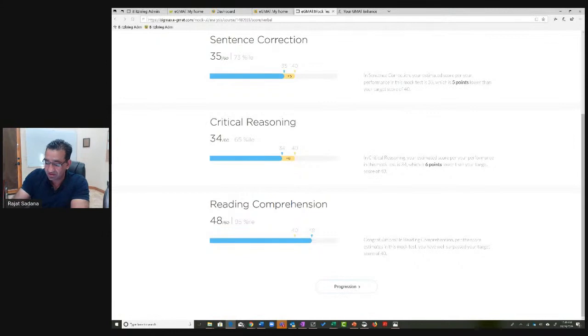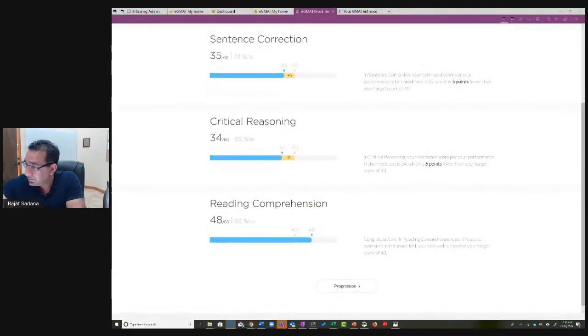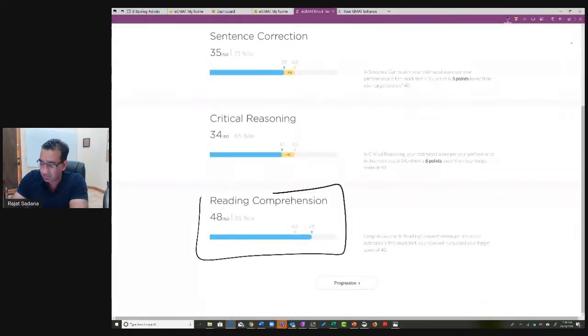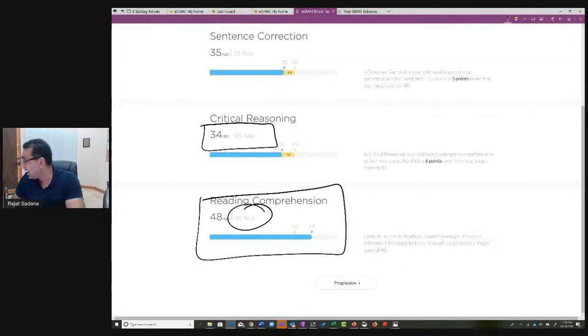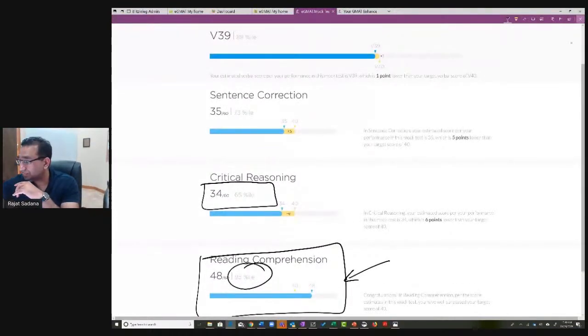Because he focused his energy on RC, look at how he was able to improve to that 95th percentile. Another thing that you would notice is his CR went down because he did not focus on CR, and that's what happens. But the point really is he can get to that 95th percentile by just focusing, and he can do that in about 5 days.